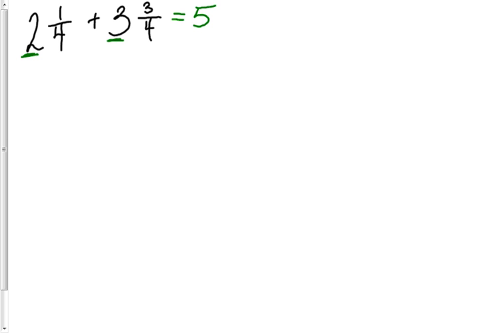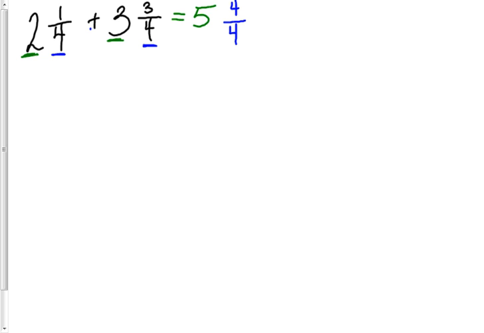So let's try first 2 1/4 plus 3 3/4. Now we can do this in two ways. The first way is just to underline our whole numbers and then add together our whole numbers. 2 plus 3 equals 5. Then I do the same with my fractions. 1/4 plus 3/4 is 4/4.